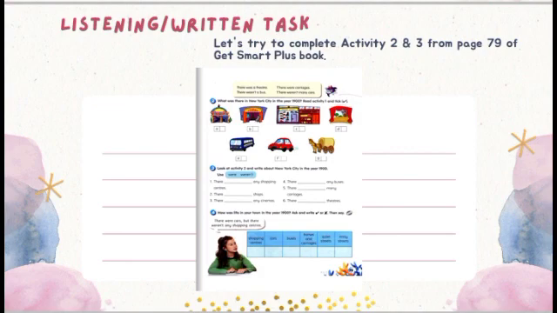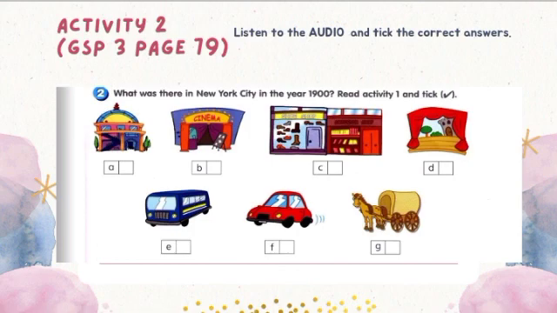Alright, okay, so we are going to do activity 2 and activity 3 on page 79. Are you ready? Alright, so let's look at activity 2 on page 79. Jom tengok activity 2, muka surat 79 ya. Alright, in order for you to answer this activity, you have to read activity 1 again. Kalau nak jawab soalan ni, kamu mesti tengok, baca semula activity 1 tadi. Yang kamu dengar teacher baca tadi. Or you can listen to audio. No, not audio 1, but audio 2. Okay. And then tick the correct answers. Kemudian tanda tick pada jawapan yang betul.